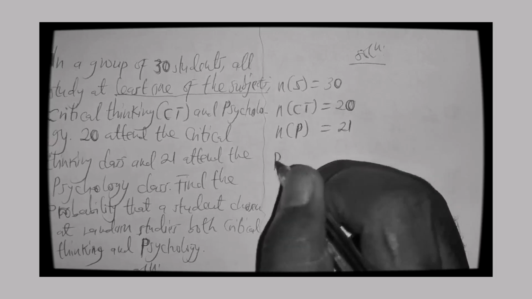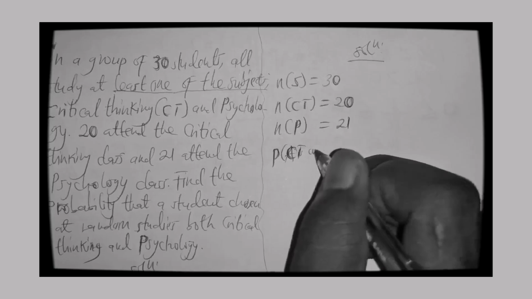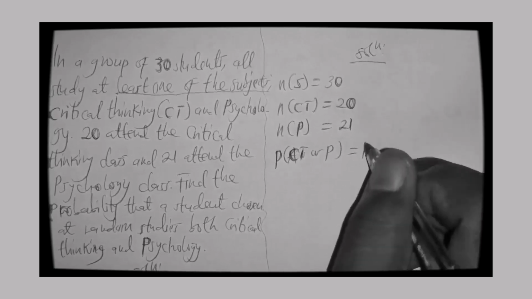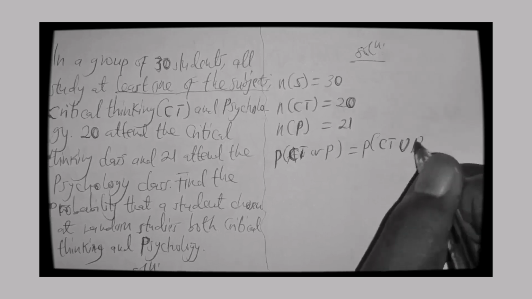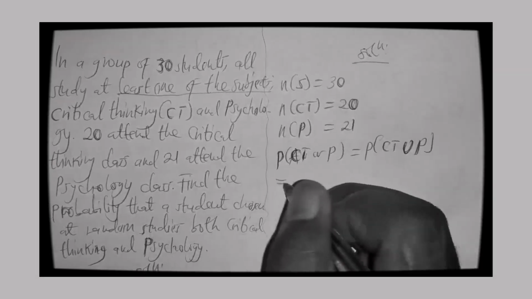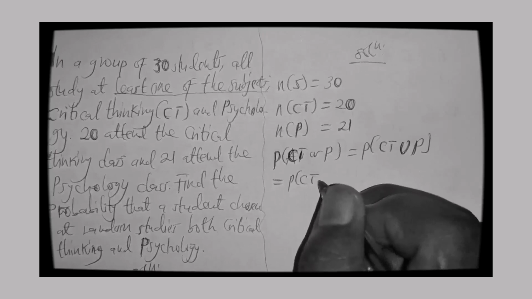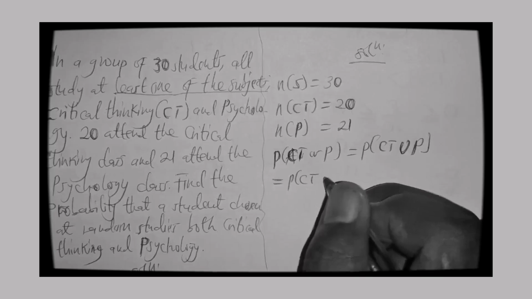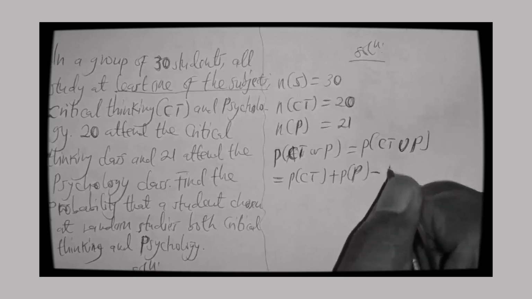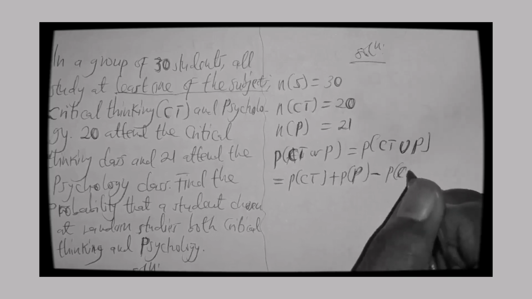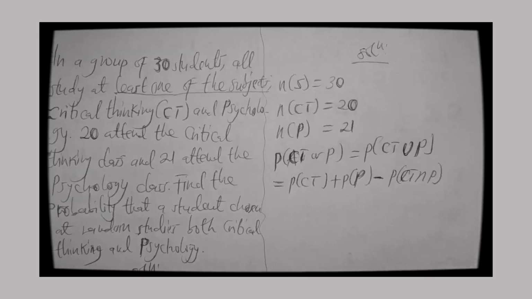It becomes the probability of CT or P, which is the same thing as the probability of CT union P. If you expand this, it gives us the probability of CT plus the probability of psychology, P, minus the probability of the intersection of the two, CT intersection P. That will be the whole approach that we need to consider in that case.